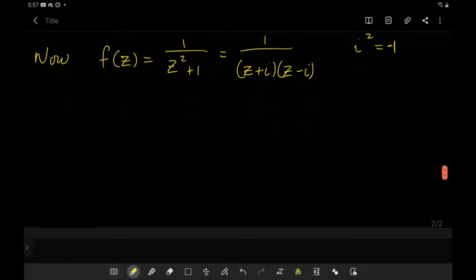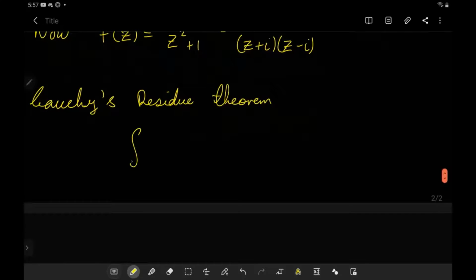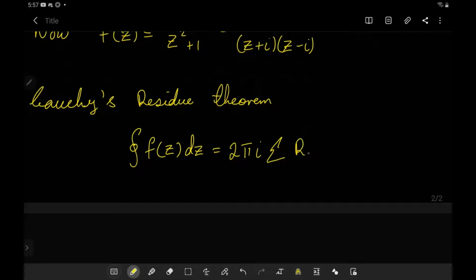So we are on the verge of using Cauchy's residue theorem, and we should probably state what that is. That says the enclosed integral of any complex function is equal to 2 pi i times the sum of the residues of that function.